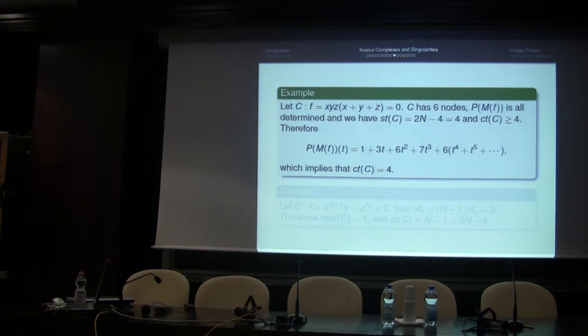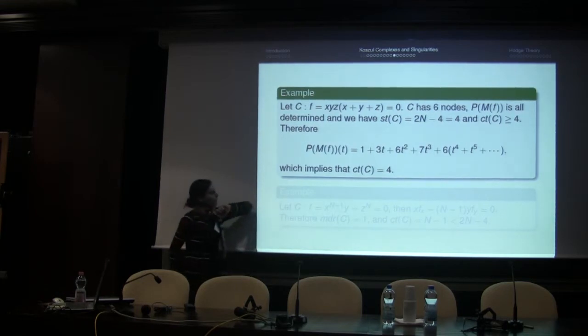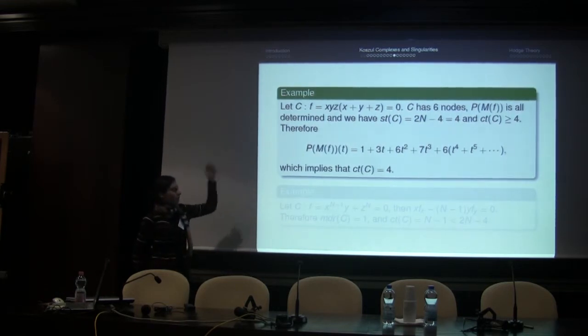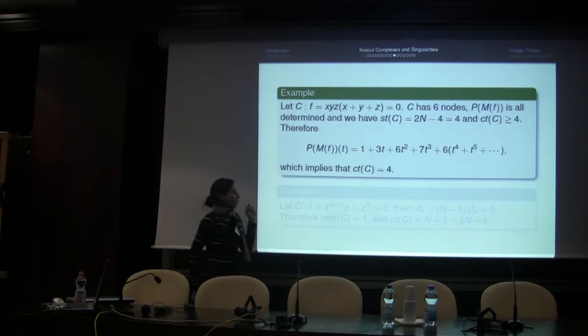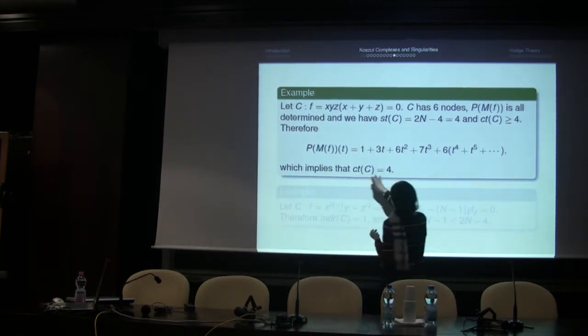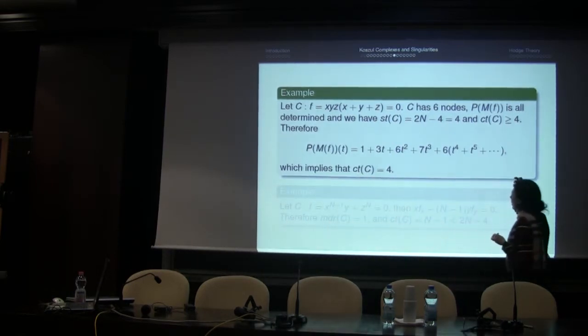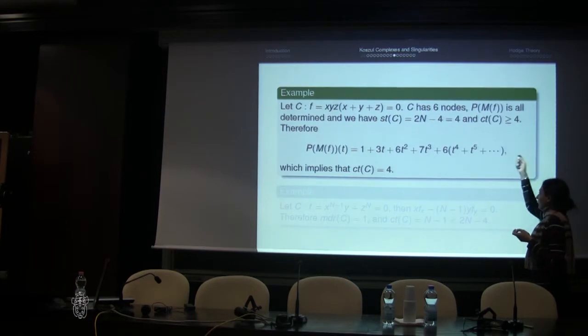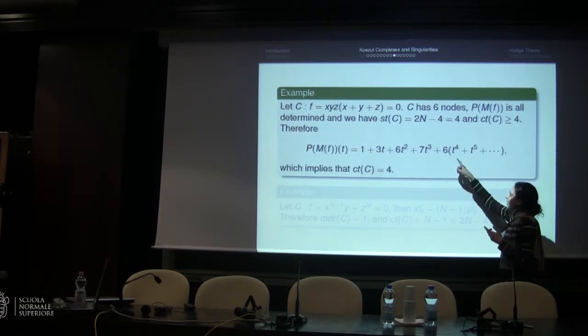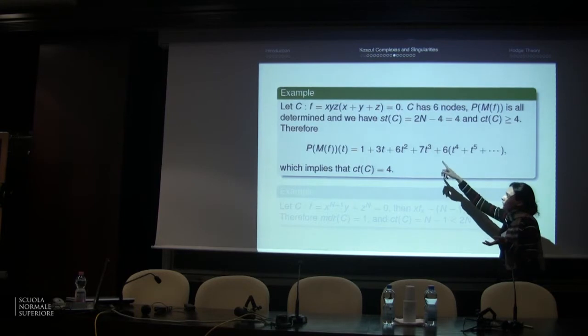And in this case, the stability threshold is equal to 2n minus 4, so it's equal to 4. And the coincidence threshold is also equal to 4. So we can compute all the Poincaré series, and you get this. OK? So comparing this to the Poincaré series of a homogeneous smooth curve, we see that the coincidence threshold is equal to 4. And actually, here, since it's symmetric, for the smooth case, we should have 3.